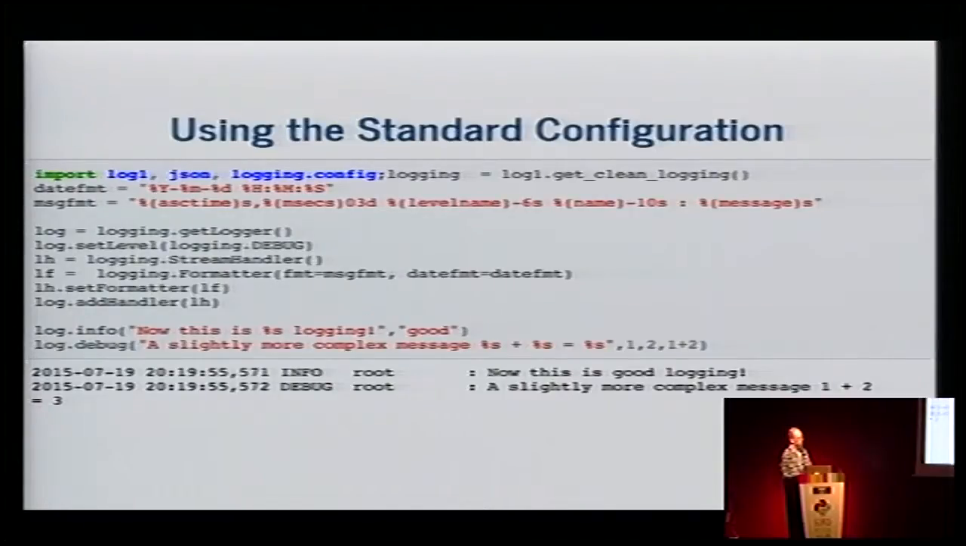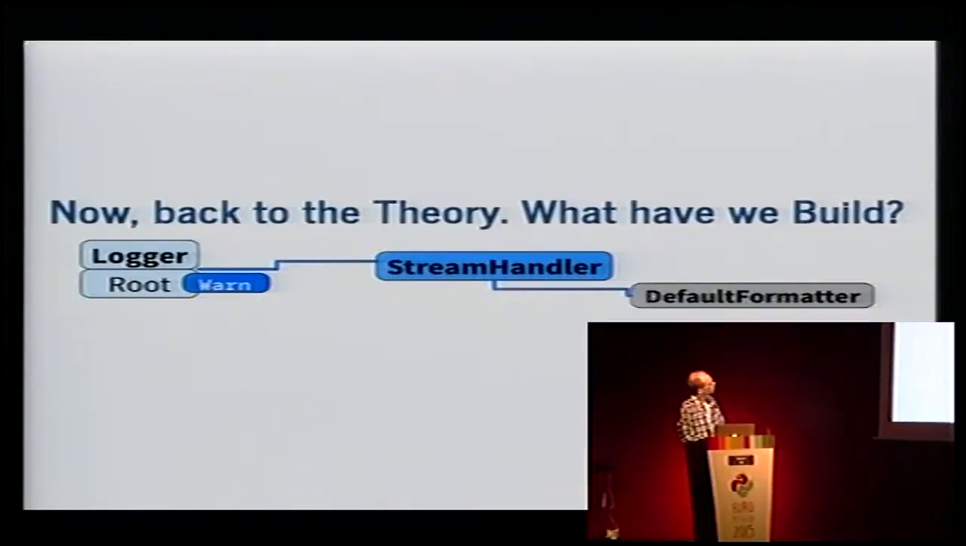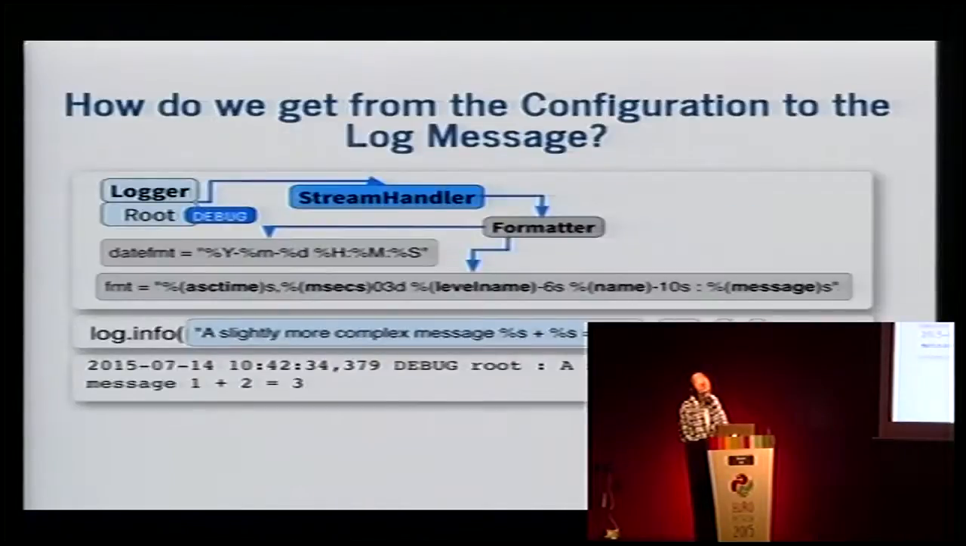So just in your Python code, maybe write a little logging setup module that you import. It will usually work. If you go for slightly more complex situations, you will do something different. But just going back to what we did here, we got a logger, we assigned a stream handler to the logger, and we assigned a default formatter to the stream handler. And the logger always has a log level which determines what is enabled or not.